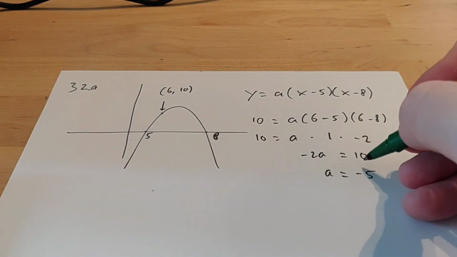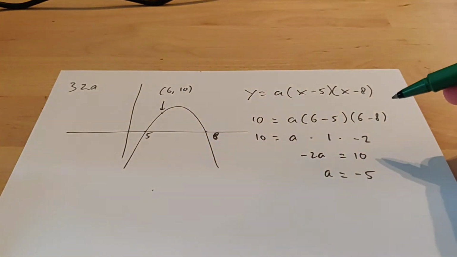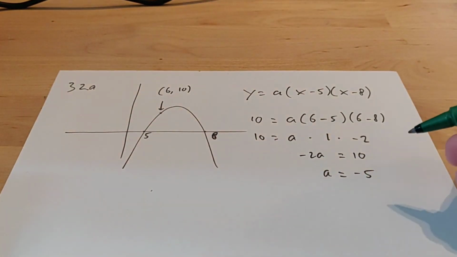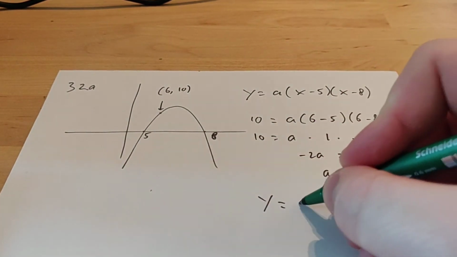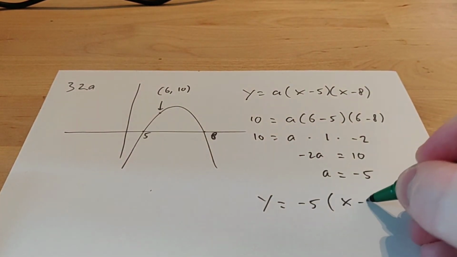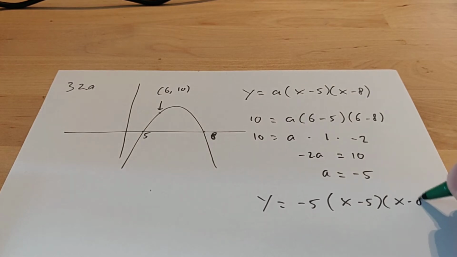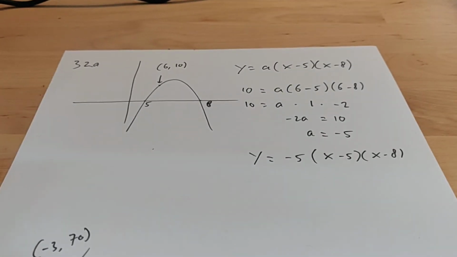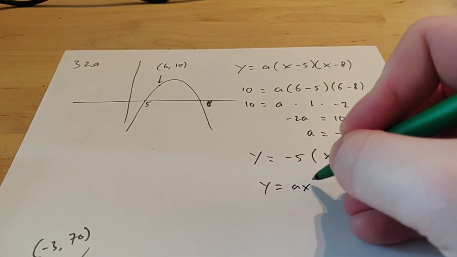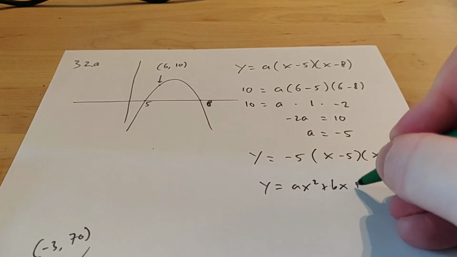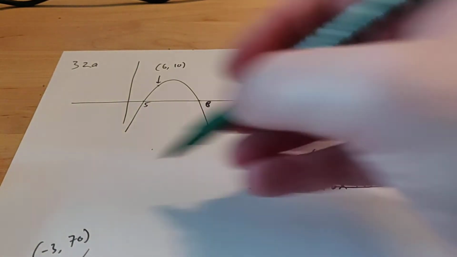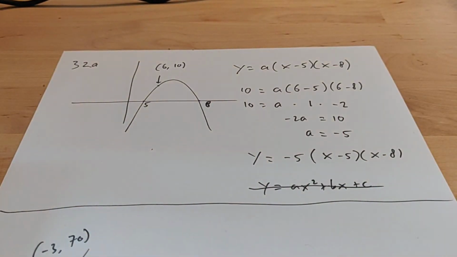And that makes sense, because if a is negative, then it will be a cap parabola. If a would be positive, it would be a cup parabola. So here a is minus 5, so that means our formula is minus 5 times (x minus 5) times (x minus 8). Sometimes the question says that you have to write the formula in a different way, for example working out the brackets. But this question doesn't say that, so we don't have to do that at all. So that's nice. I'm going to go to question B.